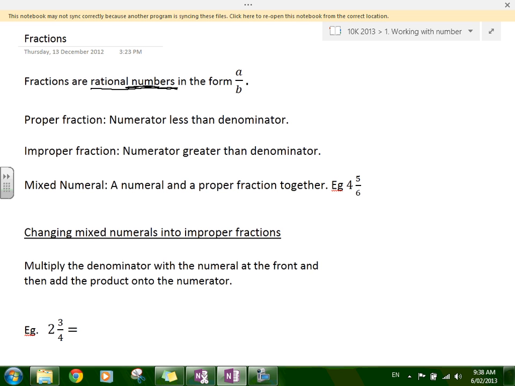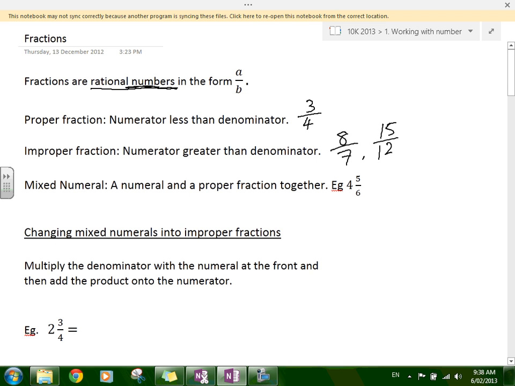So a proper fraction has a numerator which is less than the denominator. For example, 3/4 is a proper fraction. An improper fraction, the opposite of a proper fraction, has a denominator which is smaller than the numerator, or the numerator greater than the denominator. So for example, 8 over 7 and 15 over 12. All these are examples of improper fractions.